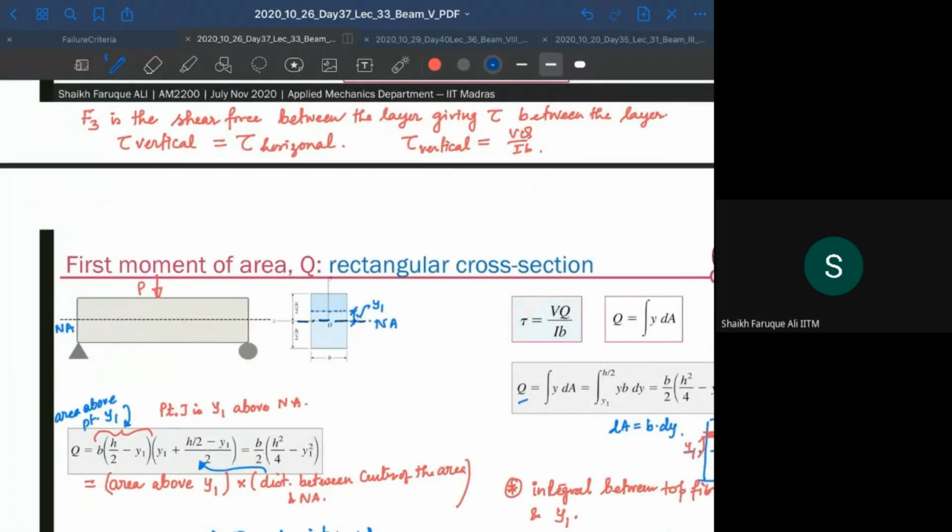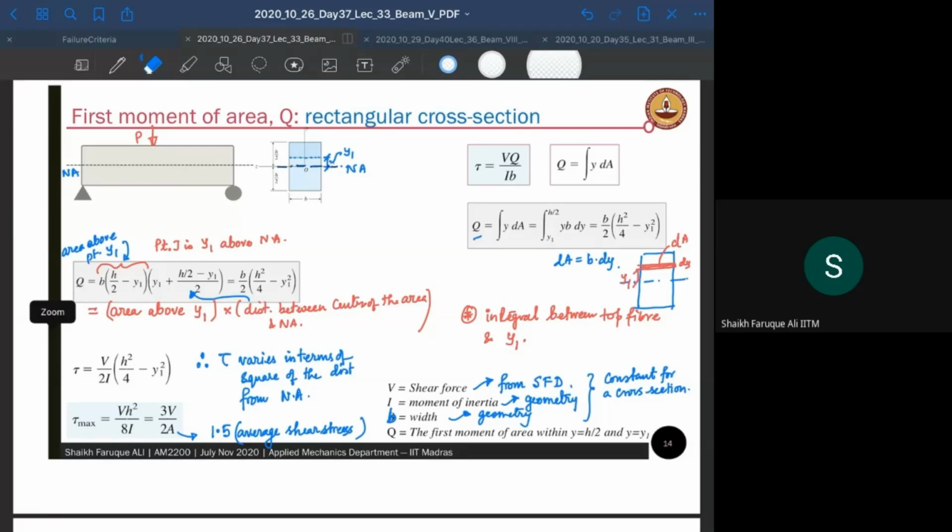Is that clear? How do we calculate Q? It is an important question that we have to solve while dealing with shear stresses. So let's look at a beam again, a simply supported beam with a payload acting here. The beam will have bending moment and shear force distribution internally. Due to the shear force, we will have shear stresses.